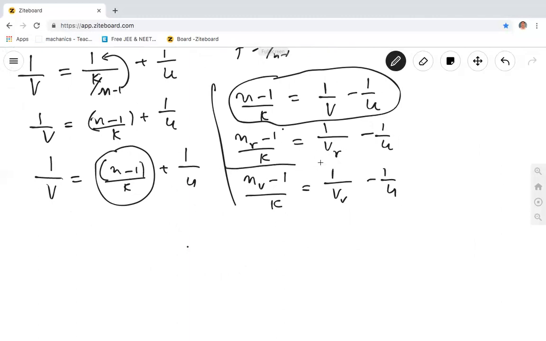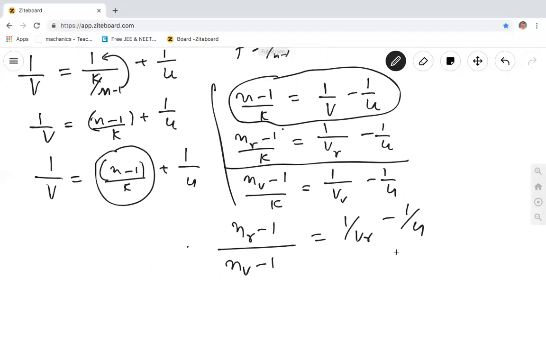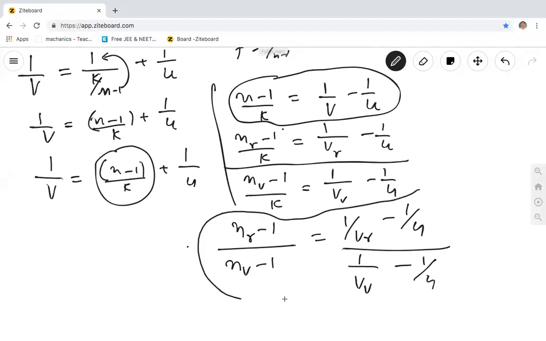Now I will divide, because I did not know this K, so I wanted to get rid of it. So (N R minus 1) by (N V minus 1) is equal to (1 by V R minus 1 by U) divided by (1 by V V minus 1 by U). This equation will give you the answer. Substitute for N R, N V, and V R, the final position for red color, which is given to be 53. You have to find 1 by V. Can't you find it? First, I'll find it.